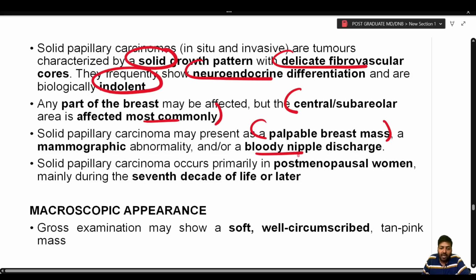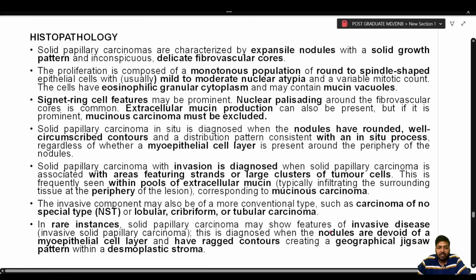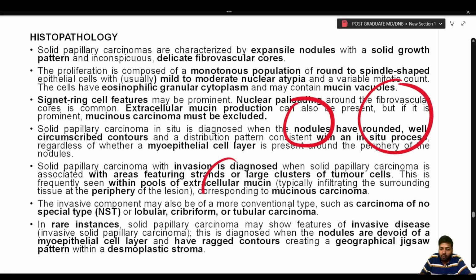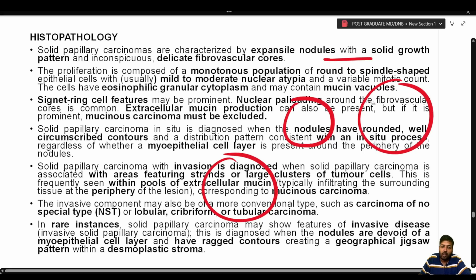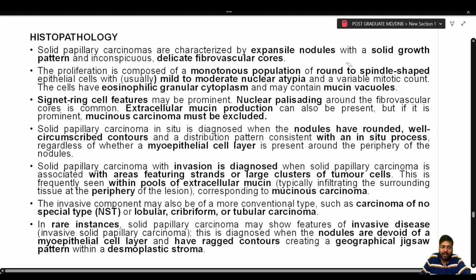Now, solid papillary carcinoma occurs primarily in postmenopausal women and mainly during the 7th decade of life or later. Macroscopically, gross examination will show a soft, well circumscribed tan pink mass. Histologically, it is characterized by the presence of multiple expansile nodules like this, with a solid growth pattern and inconspicuous delicate fibrovascular core in the background. The proliferation is composed of a monotonous population of round to spindle-shaped epithelial cells with mild to moderate nuclear atypia and a variable mitotic count.